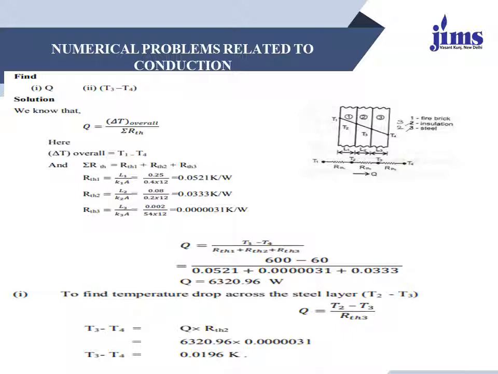So therefore the Q1 is equal to Q2 is equal to Q3. By putting the values of Q and RTH in this equation, the final results are obtained. T3 minus T4 is equal to 0.0196 Kelvin. So these are the results of this problem. In this problem we have to find out, number one, the overall heat loss and the temperature drop between the two layers.